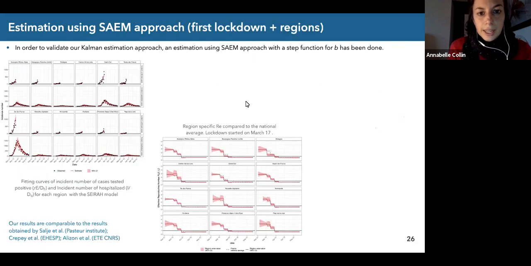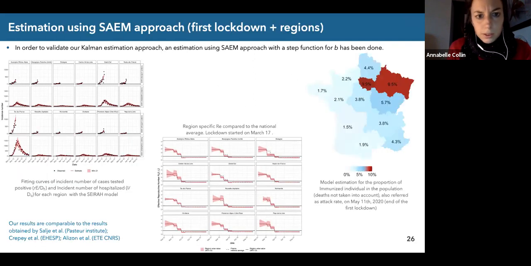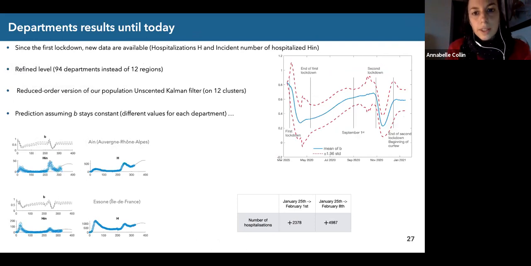So now, since the first lockdown, new data are available. For example, hospitalization and incidence number of hospitalization at a refined level, 90 departments instead of 12 regions. And we have used a reduced order version of our population-centered Kalman filter on 12 clusters. And we have obtained the shape of B over all the epidemics, as you can see.